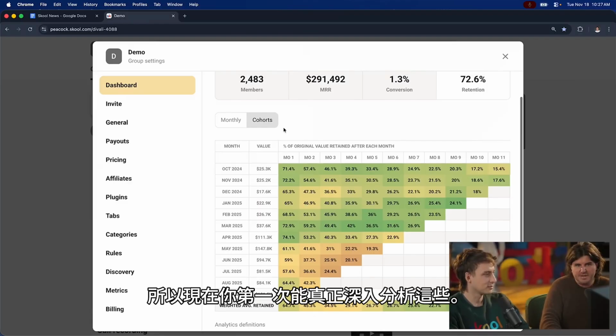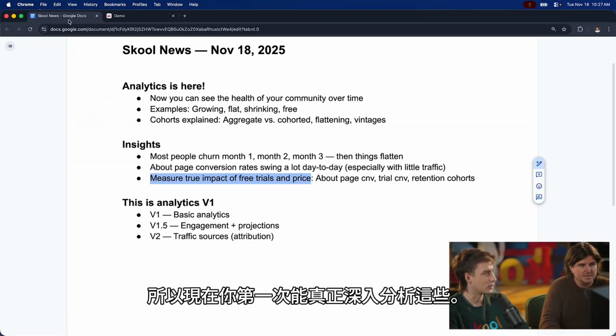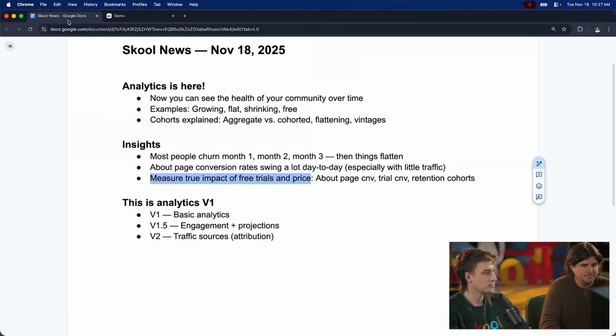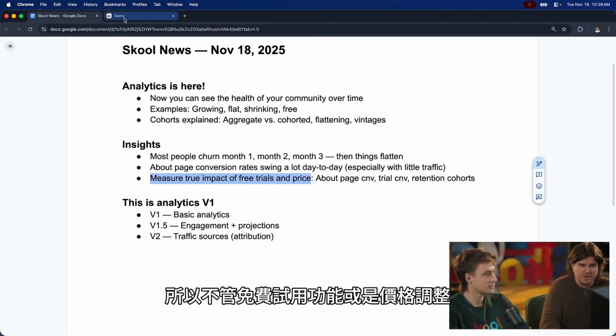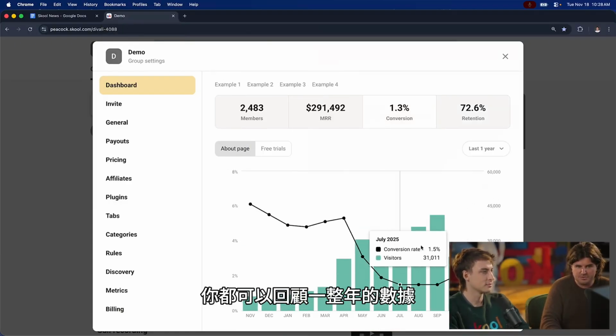Yeah. So now for the first time, you can really drill into this. Very cool. Yeah. And also price changes, trials, all of it. You can look back over time. This last 1 year thing's quite interesting.